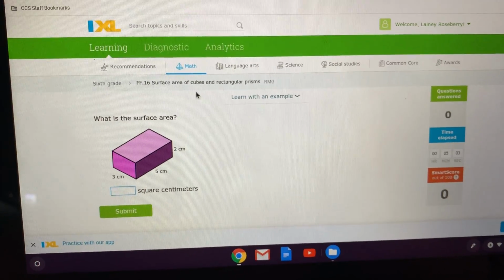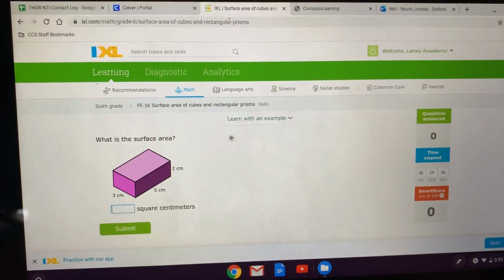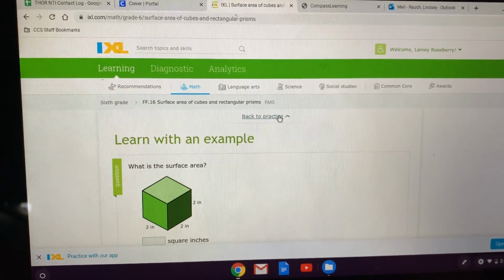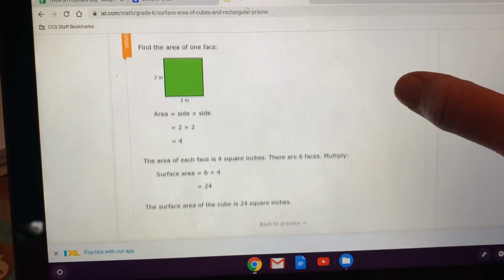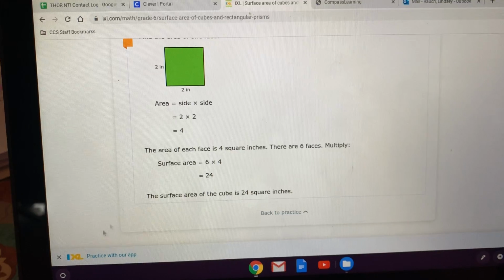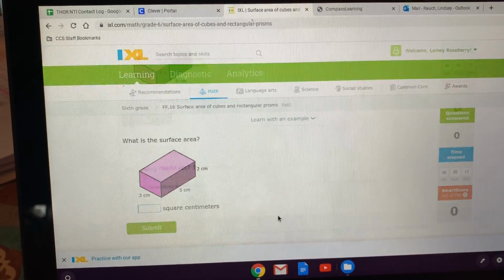I want to remind you, if you get a problem here, there is this learn with an example, so you can do the example and it walks you through it. And then I'm just going to go back to the practice.